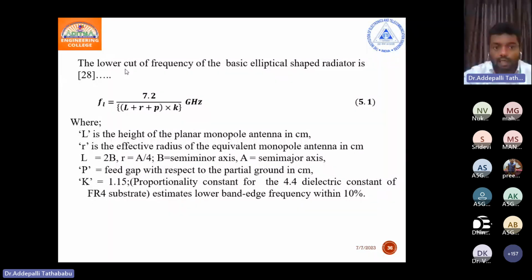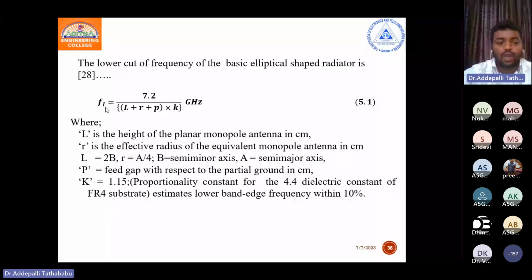But here, the lower cutoff frequency of basic elliptical shape radiator. You can see this one from IEEE 2008 paper, KP Ray. Suppose I want to design the ultra wideband antenna. The lower cutoff frequency 3.1. So the lower cutoff frequency FL is equal to 7.2 by (L plus R plus P) into K, where L is height of the planar monopole antenna, R is the effective radius, and P is the feed gap, K is the proportionality constant 1.15 per FR for substrate. In terms of gigahertz, this is the standard equation.